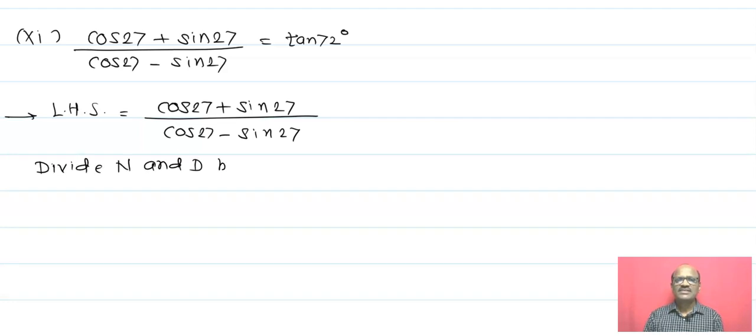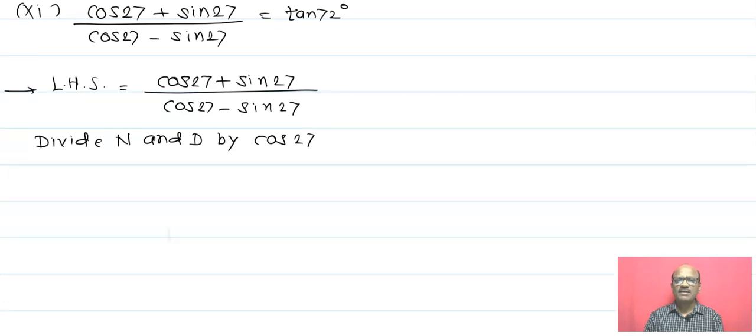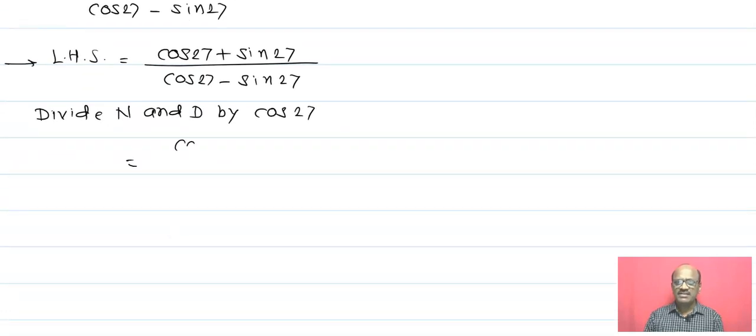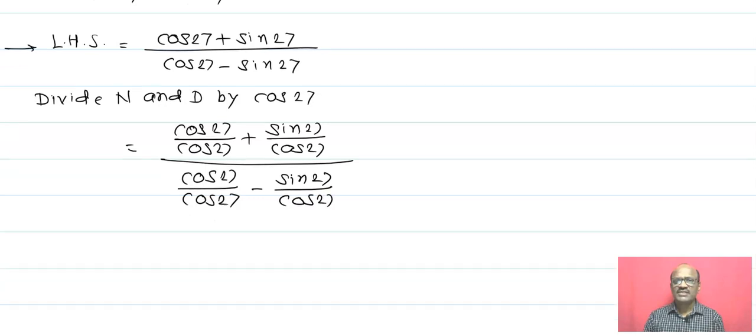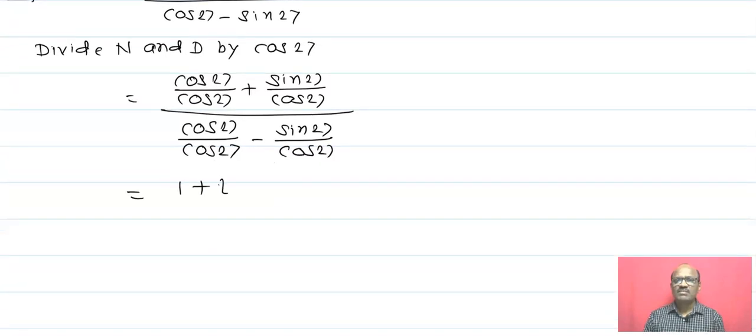Now see this here. Divide numerator and denominator by cos of 27. Therefore, cos of 27 upon cos of 27 plus sine of 27 upon cos of 27, and to the denominator, you are getting cos of 27 upon cos of 27 minus sine of 27 upon cos of 27. That is, you are getting 1 plus tan of 27 upon 1 minus tan of 27.